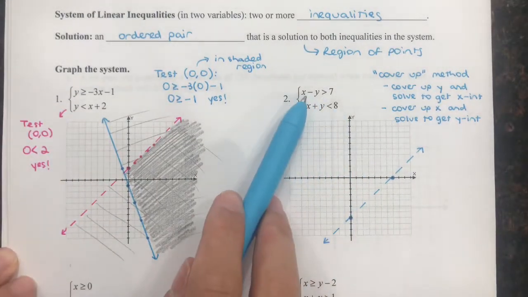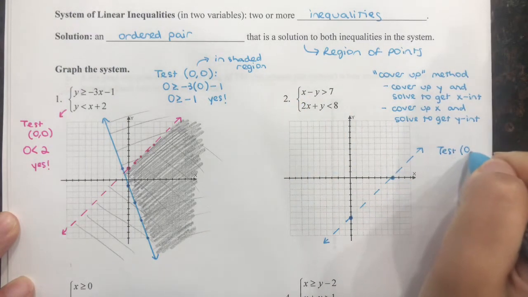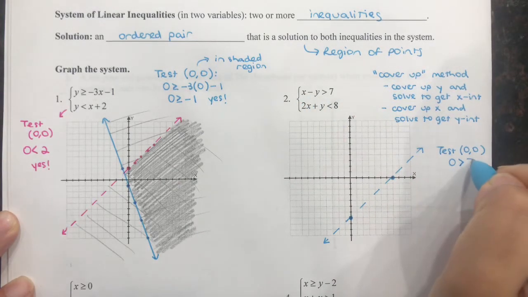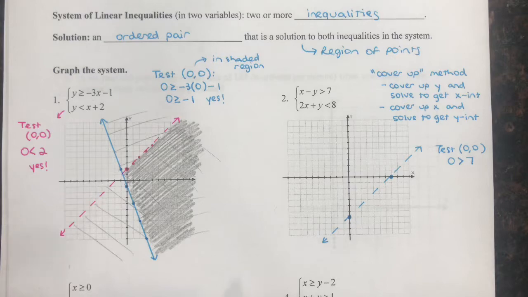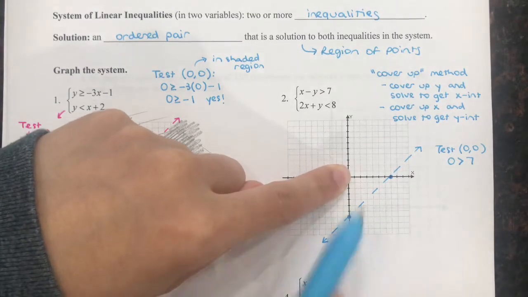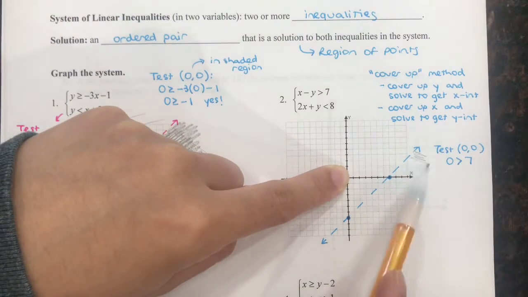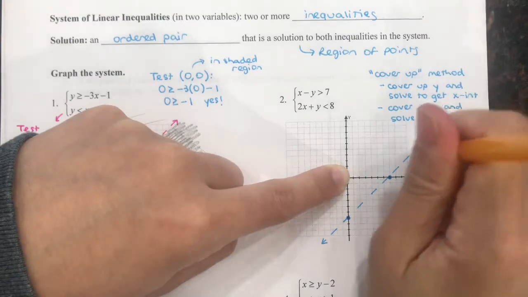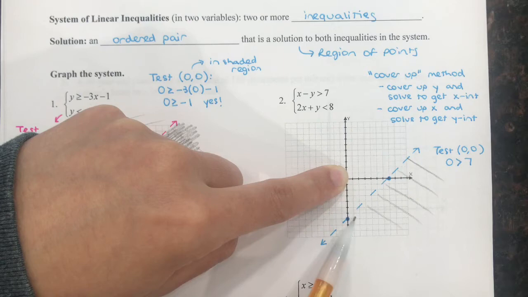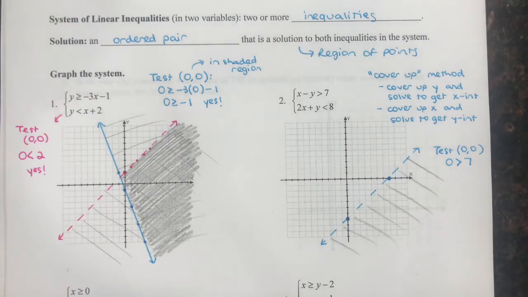And if I test a point, so let's say we're going to test 0, 0. 0 in for both of these gives me 0 is greater than 7. Well, this is not true. That's definitely false. Now 0, 0 is above this dotted line. That tells me we're going to shade below. Actually, let's do lighter. Let's just do something like this. So we're going to shade the other side of that dotted line.